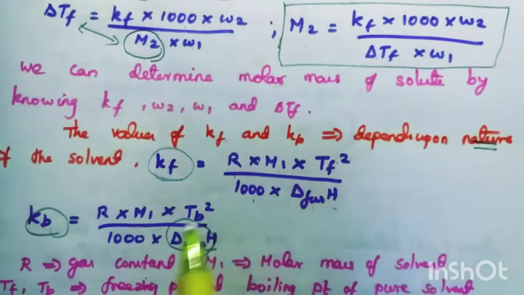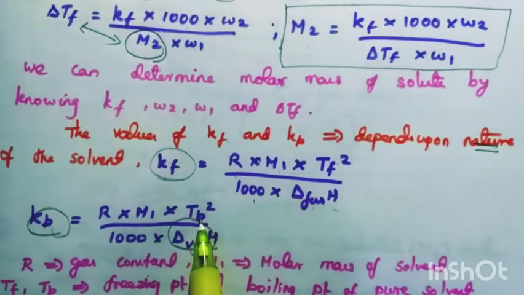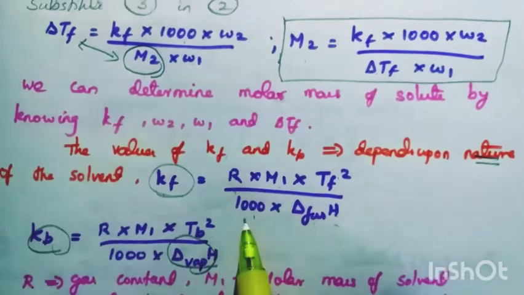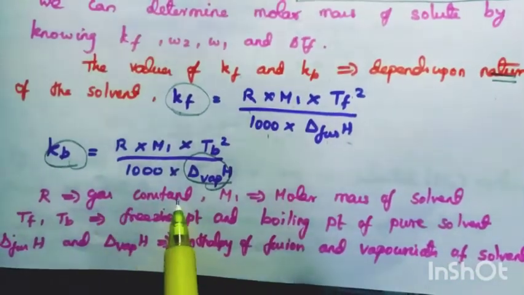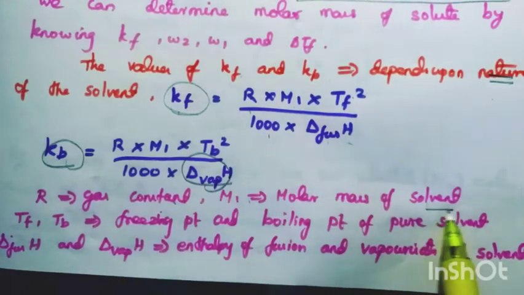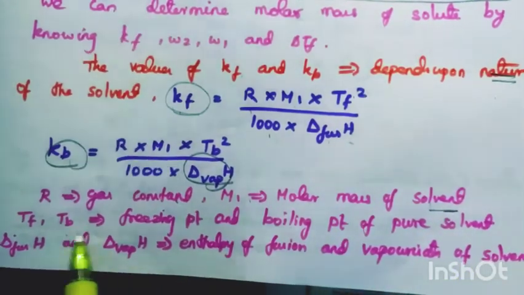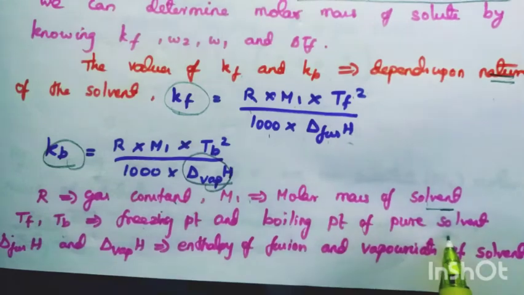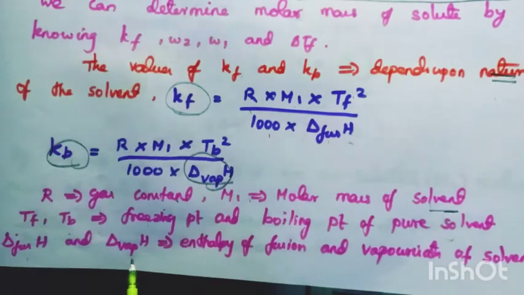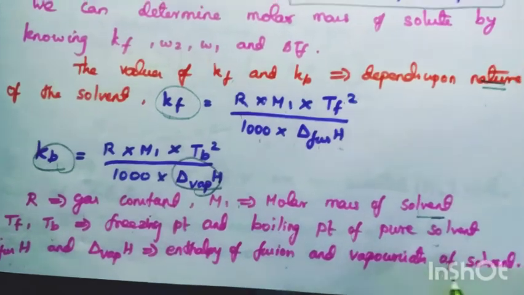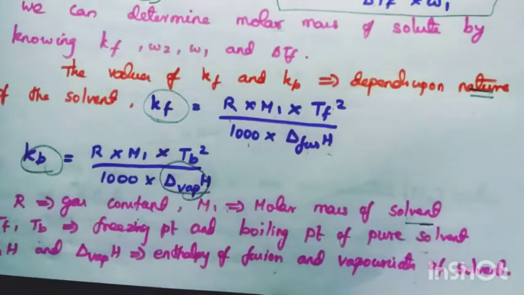For freezing and boiling, the formula is the same. No need to derive this, so we can write it directly. R is the gas constant, M1 is the molar mass of the solvent, Tf and Tb are the freezing and boiling points of the pure solvent, and delta H fusion and delta H vaporization are the enthalpy of fusion and enthalpy of vaporization of the solvent.